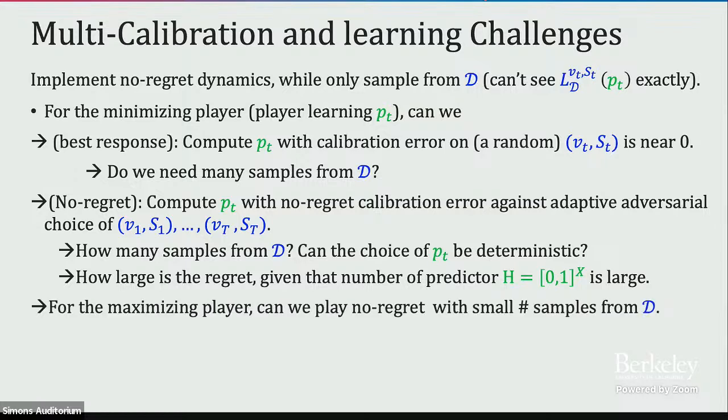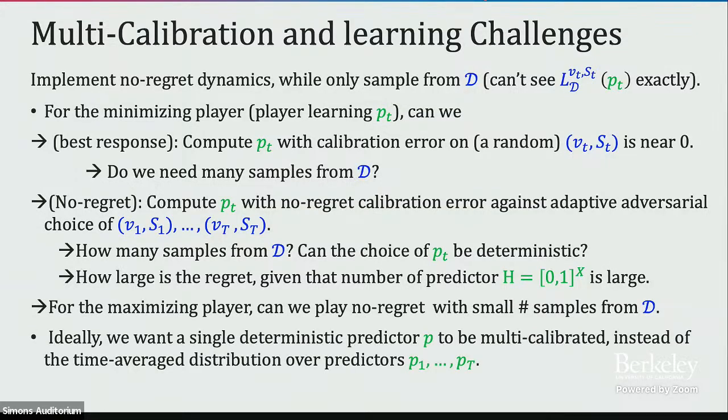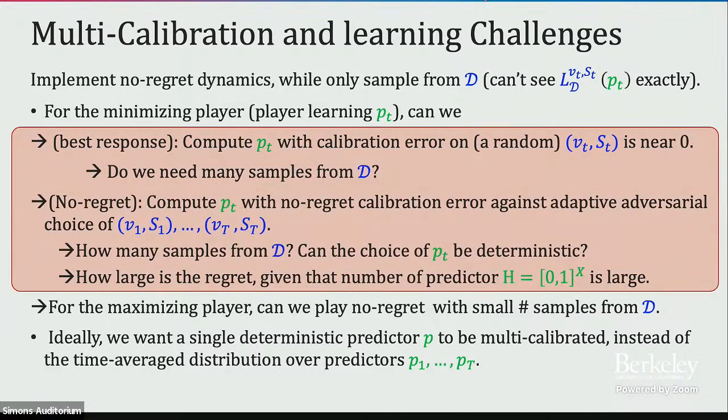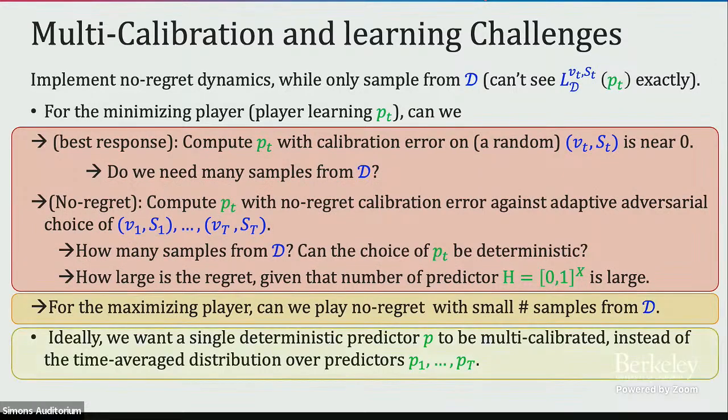For the maximizing player, a similar kind of challenge exists. Can we do this without too many samples? And this is the ideal part, which is the dynamics that I technically showed you is taking a time average predictor. So technically it's randomized. We need to make sure we can extract deterministic things out of it. These are three different types of challenges: the minimizing guy, the learner, the maximizing guy, and determinism.